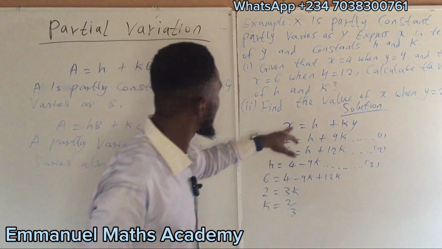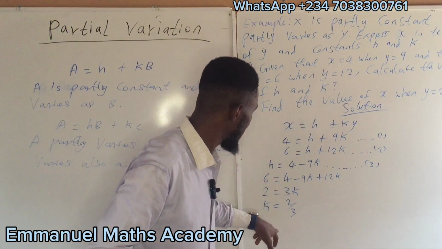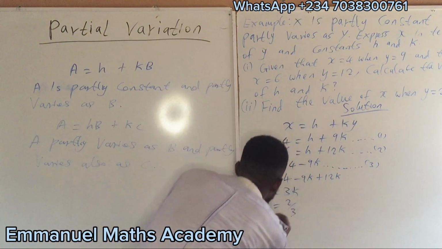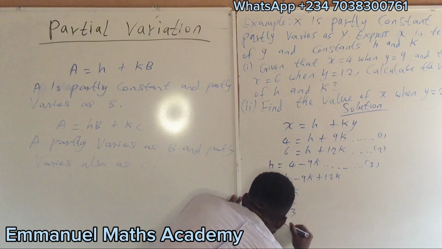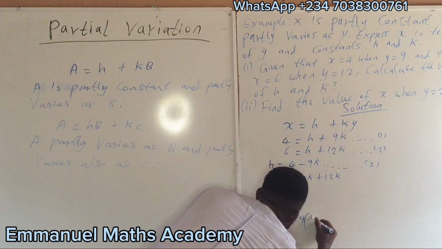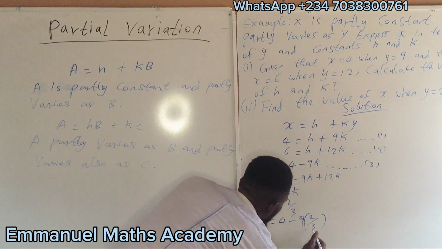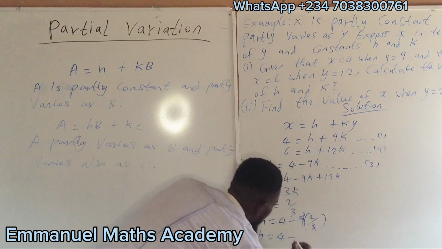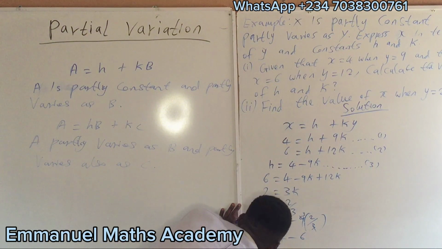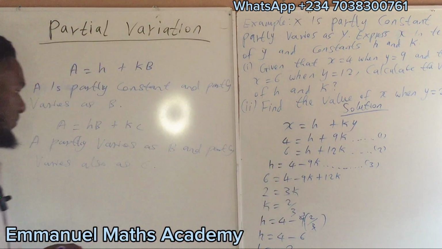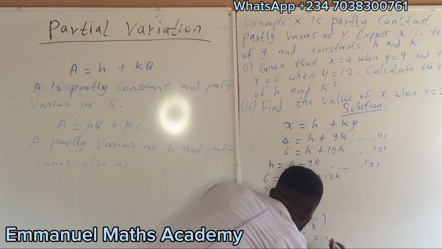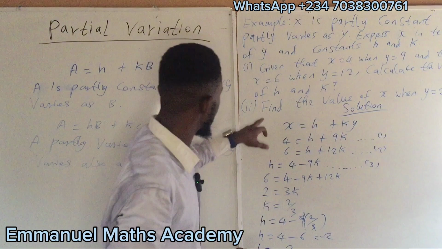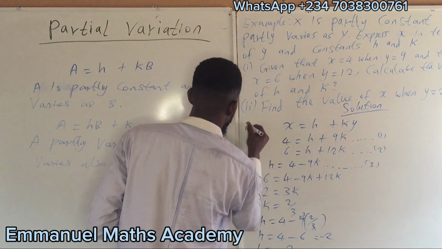As simple as that. Now, to get the value of your H, substitute the value of K in equation 3. H is equal to 4 minus 9 times K, which is 2 over 3. If 9 cancels 3, you have 3. Now H equals 4 minus 3 times 2, which gives you 6. H is equal to minus 2. Is that correct?